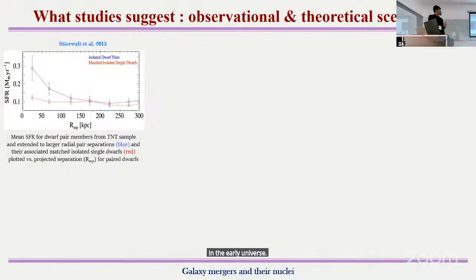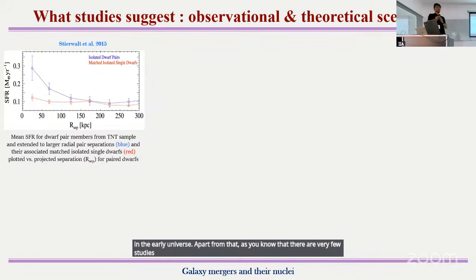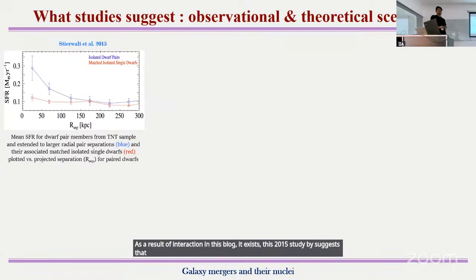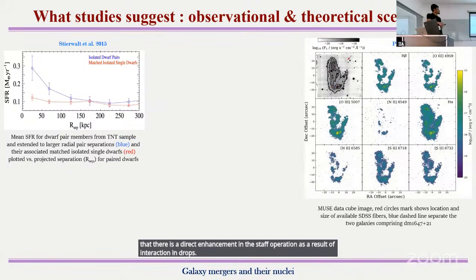Apart from that, there are very few studies which suggested a correlation between star formation activity and interaction in these dwarf galaxies. Still, these are few, but they suggest that there is a direct correlation between star formation triggering and interaction in these dwarf galaxies. This 2015 study by Stewart suggests that there is a direct enhancement in star formation as a result of interaction in dwarfs.